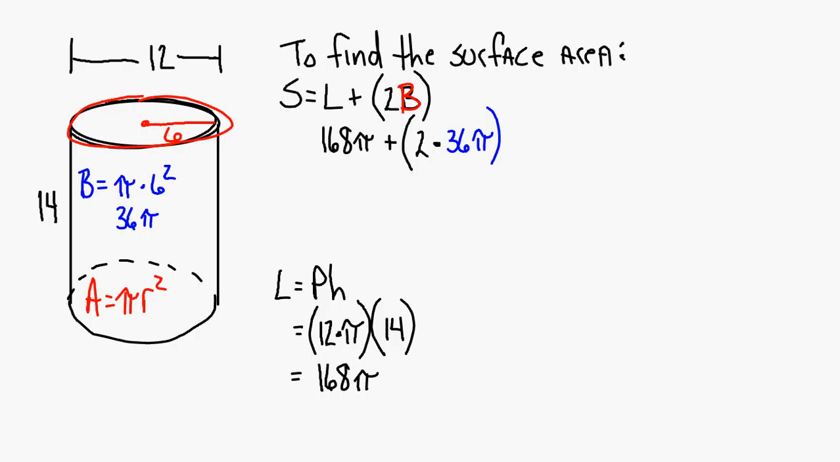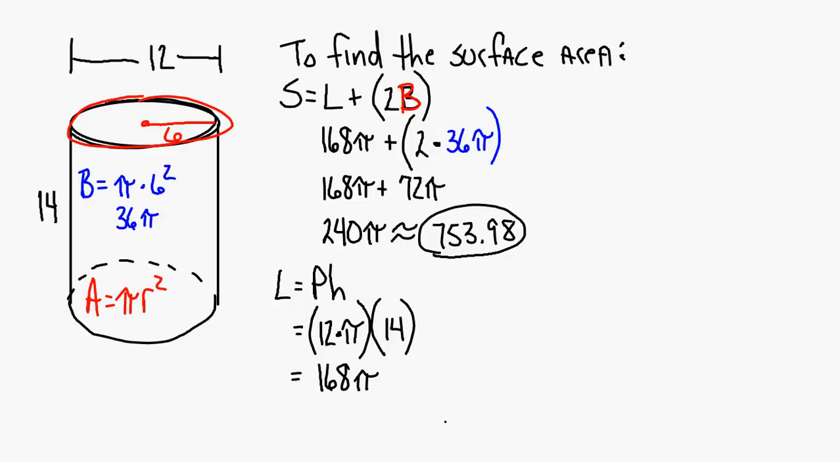So now we got 168 pi's plus 2 times 36 pi is 72 pi's. And 168 plus 72, 240 pi's. And then you got the 240 sitting in your calculator, so push times pi button equals 753.98. That is your total surface area. Lateral area plus 2 times the area of the base.